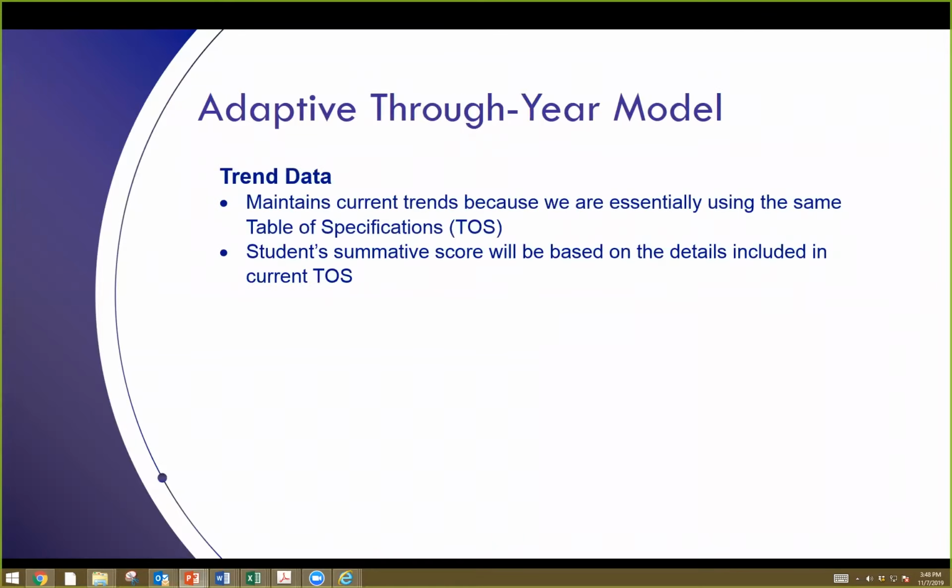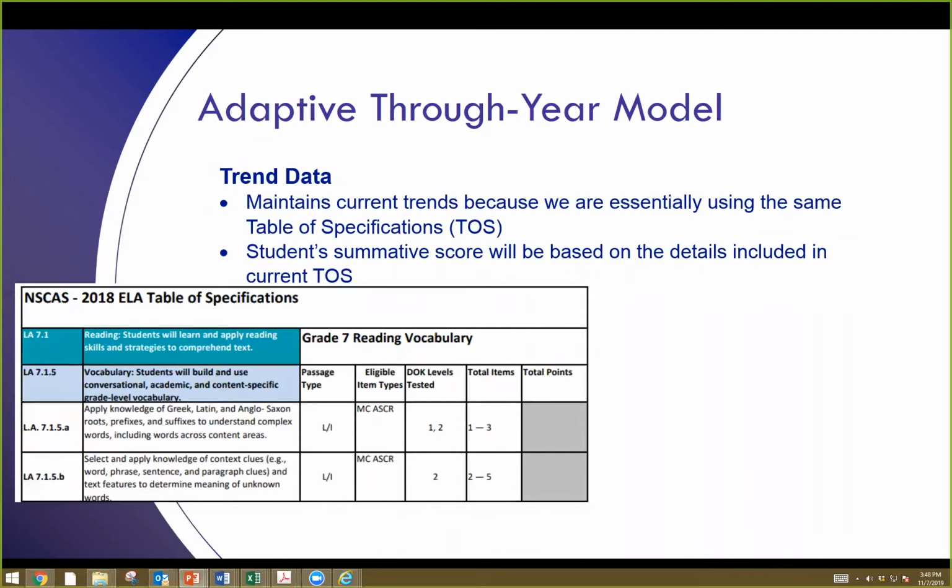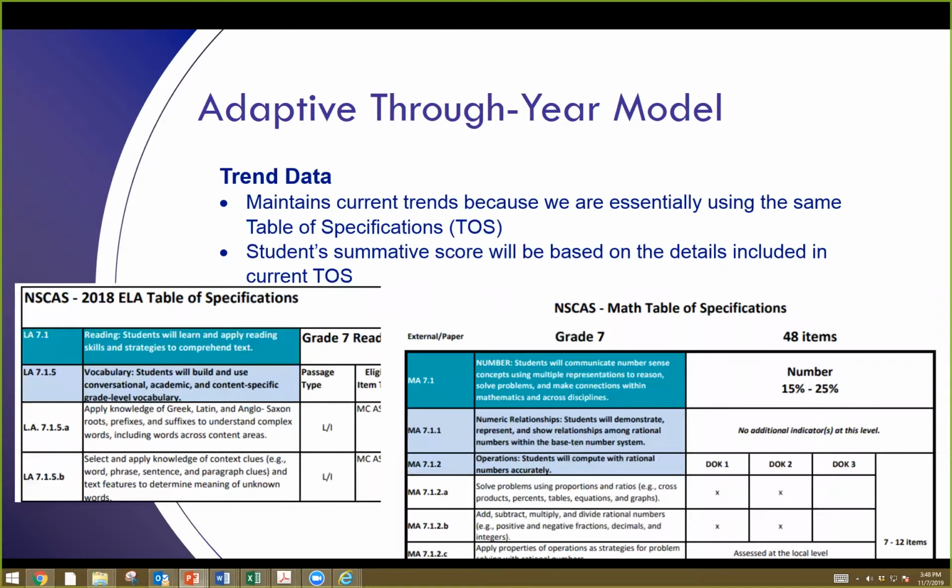Adaptive through-year model. So a couple of different pieces. One of the great pieces about this: typically when you change a test model, you break the trend line, right? You can't watch the trend go from year to year. Well, in this current model, we're going to maintain the table of specifications, and so we're going to be able to maintain the trend line. What I mean by that is that currently we have a TOS, or table of specifications, for both ELA and math. When we determine proficiency, we're going to use those same tables of specifications to determine proficiency.